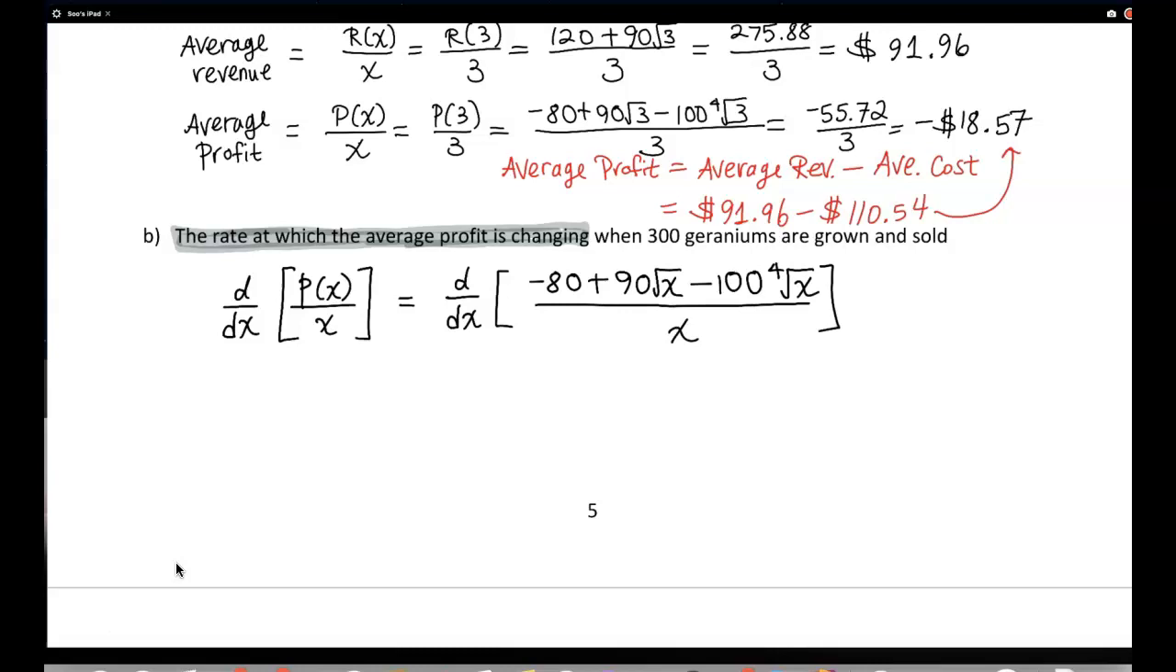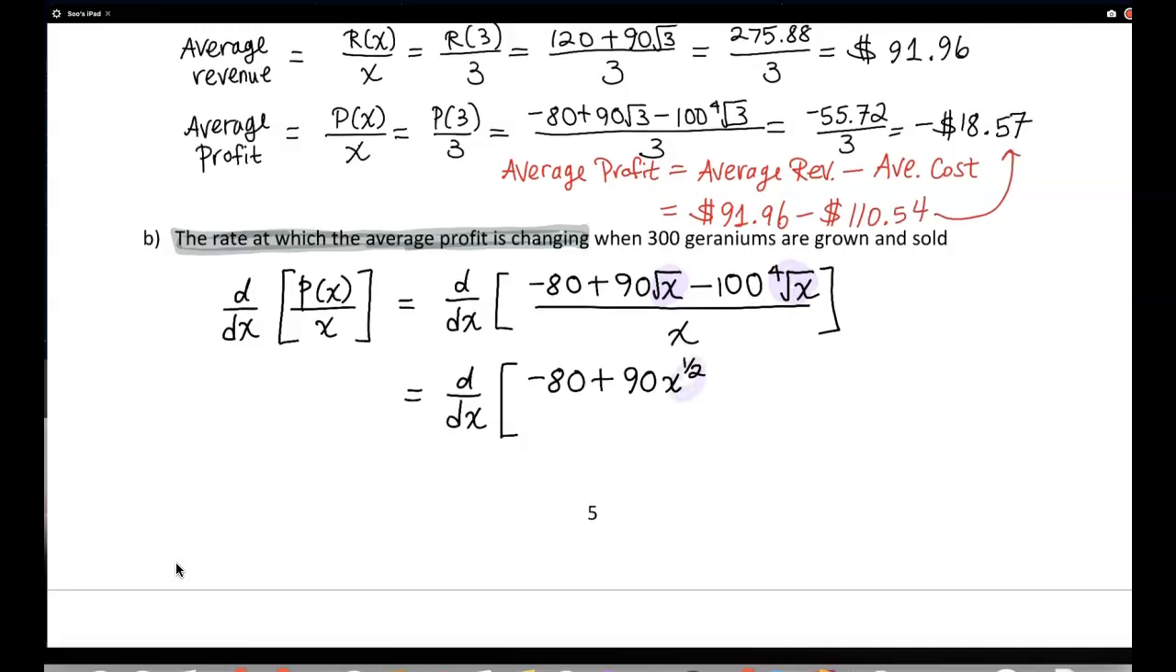Okay. And then I do not like the look of these. I'm going to rewrite these two in exponent notation instead of square root and fourth root so that I can apply the power rule when I'm finding the derivative. Negative 80 plus 90 times x to the 1/2 power, right? That's how you can rewrite the square root of x, minus 100 times x to the what power? 1/4 power. So that is the first thing that I did, all over x. I am ready to apply the quotient rule, okay?